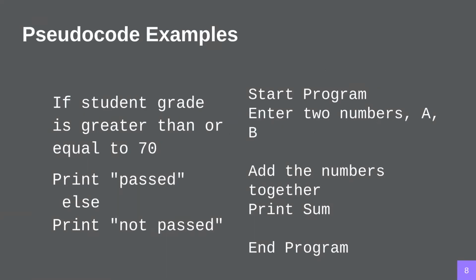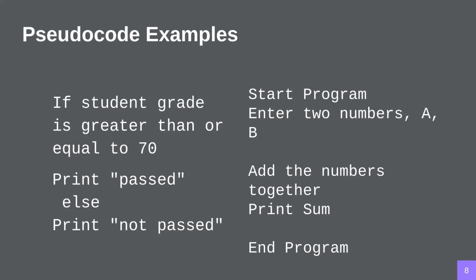So here's some examples of some pseudocode. If student grade is greater than or equal to 70, print passed, else print not passed. Okay, so this wouldn't work if we tried to run it with an interpreter, but we could take this and change the syntax of it and convert it into a running program. Okay, here's another one. Start program, enter two numbers, A and B, add the numbers together, print the sum out, and end the program. So there's a couple of examples of pseudocode to help planning the solution.